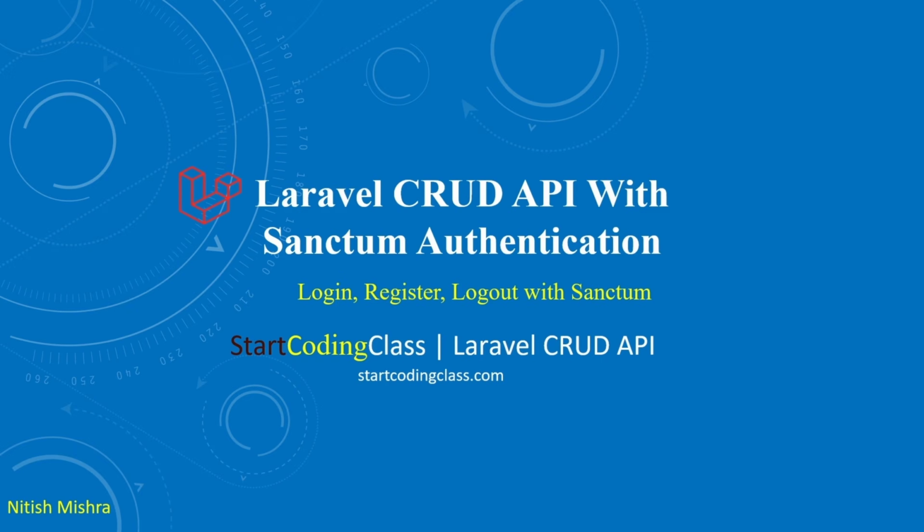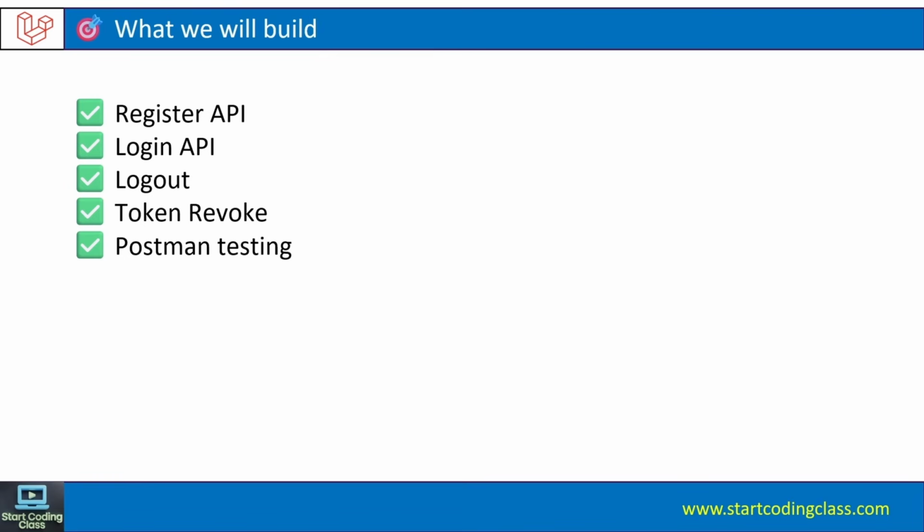So let's go. In this video, we are going to see first of all register API, login API, and logout with Sanctum authentication and token revoke also. And at the end of this video, we will see Postman testing. So by the end of this video, you will understand exactly how Sanctum works internally, how tokens are generated, and how to test everything using Postman like a real production API.